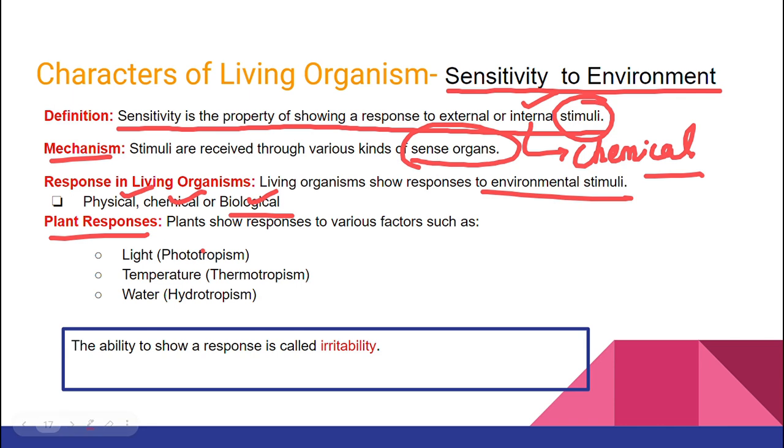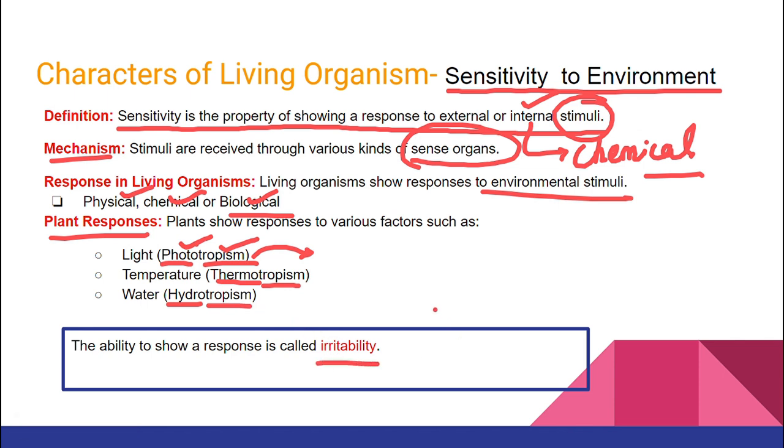Now plant responses. Tell me class, what is phototropism? Photo means light, tropism means movement. When the plant moves towards the light, we call it phototropism. Temperature, move towards the temperature, we call it thermotropism. Hydrotropism, move towards the water.